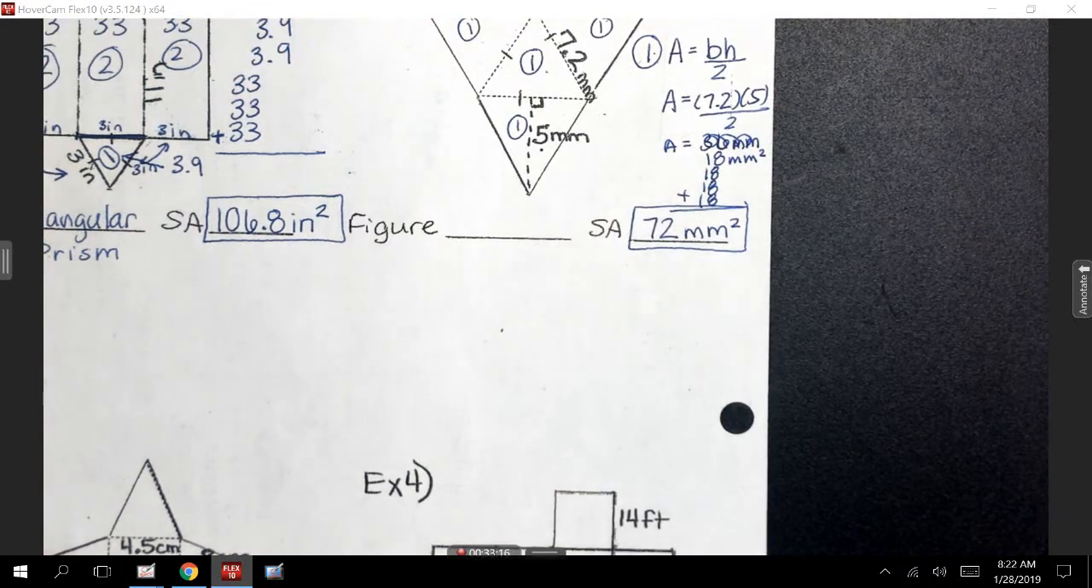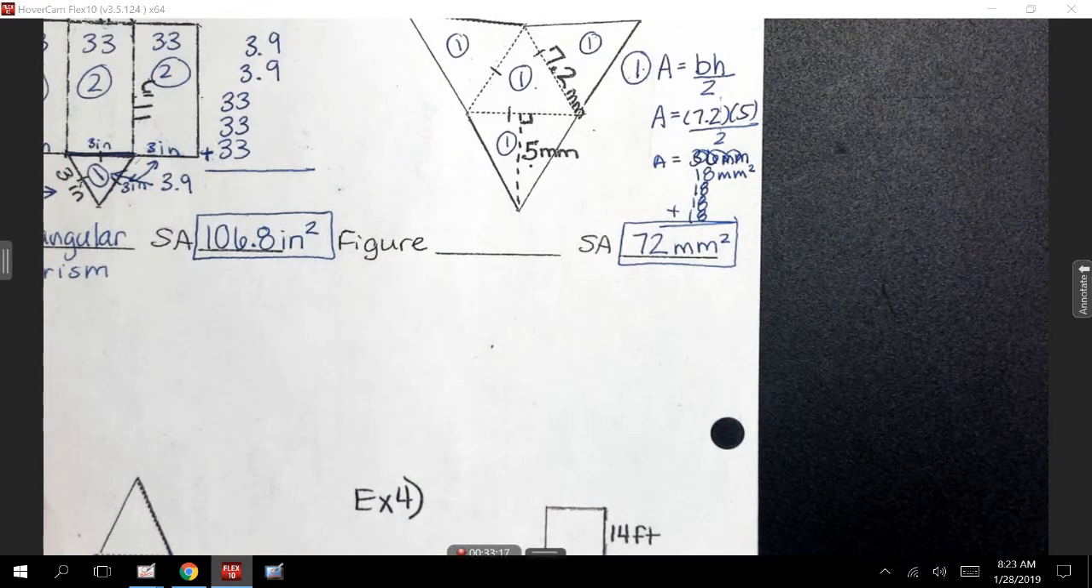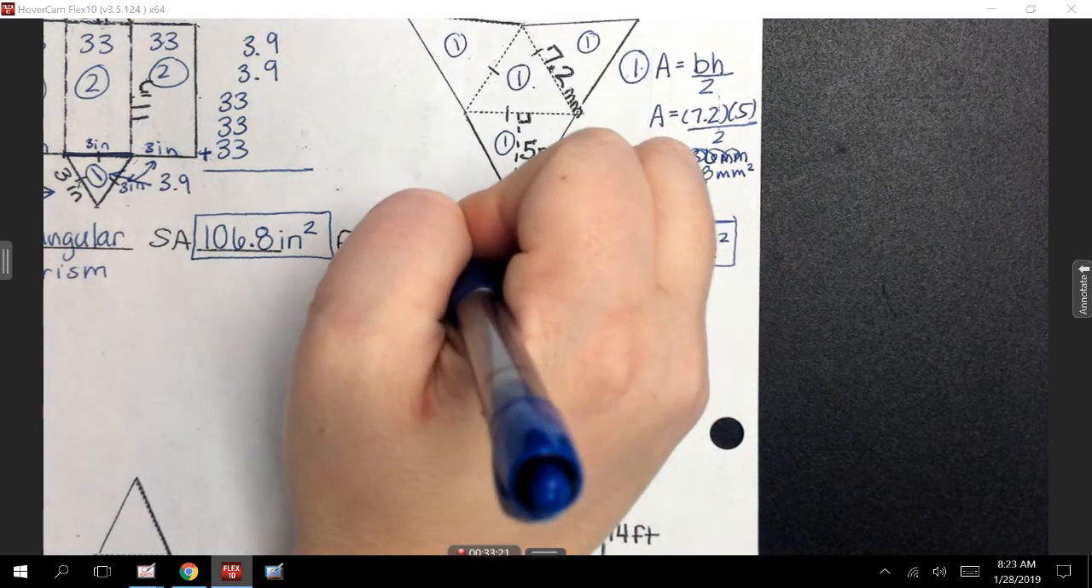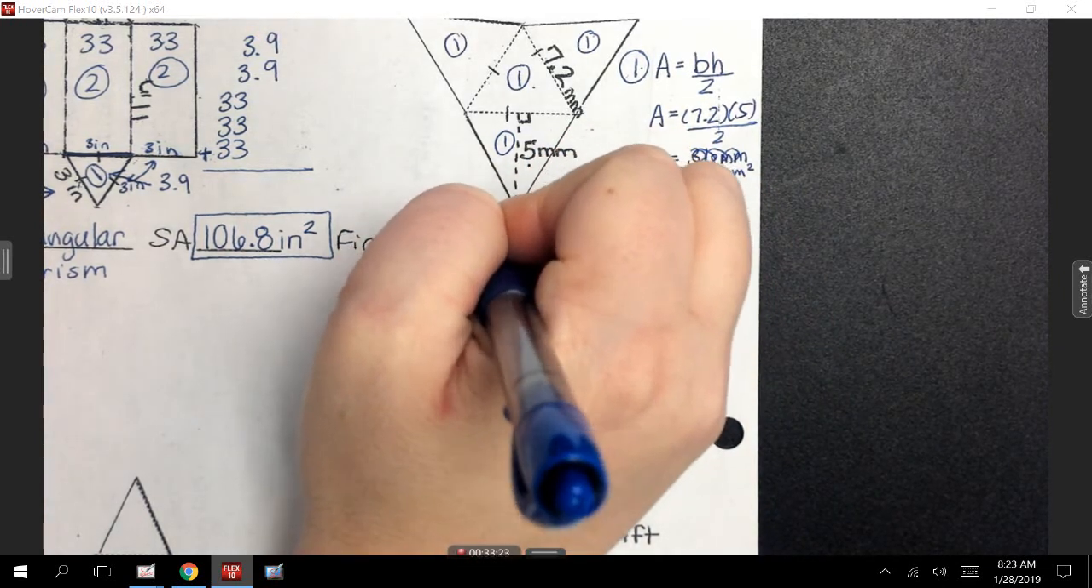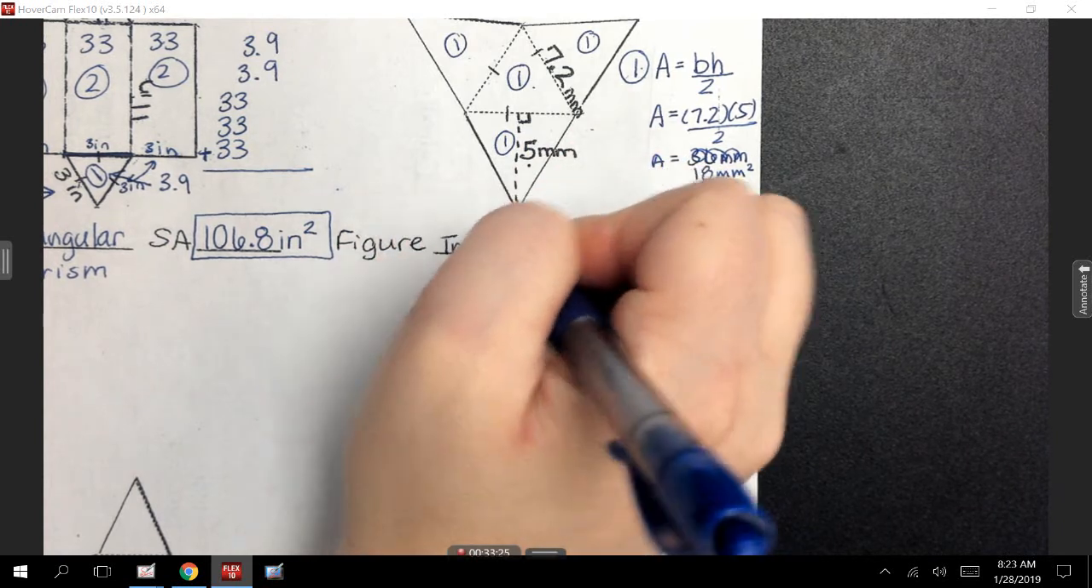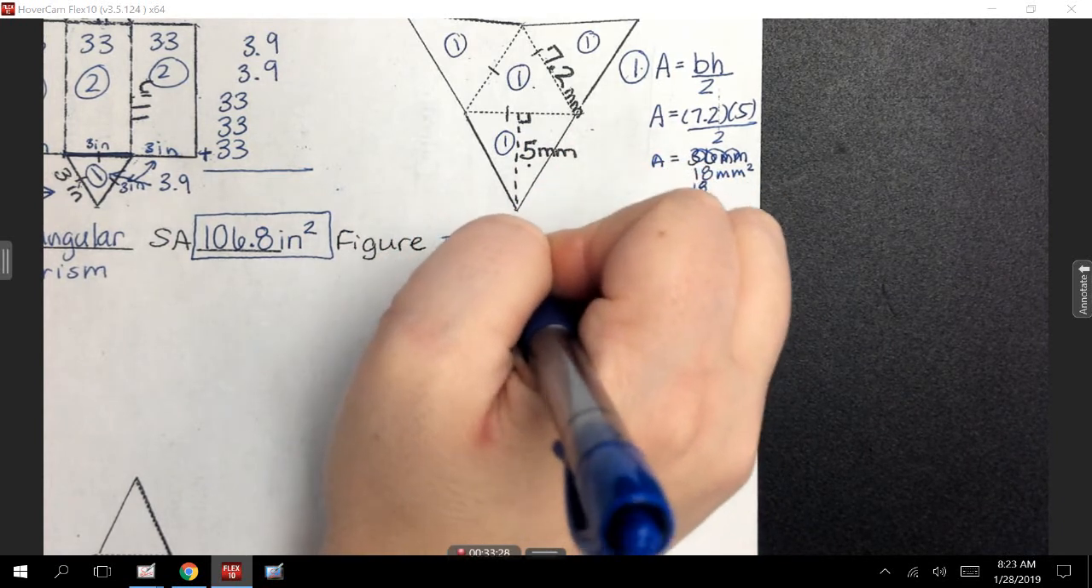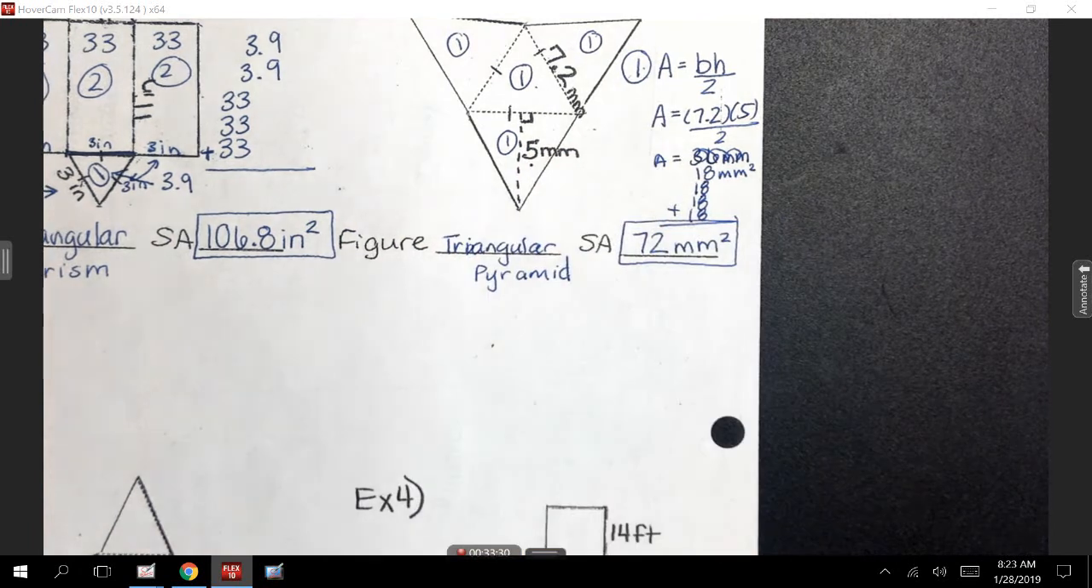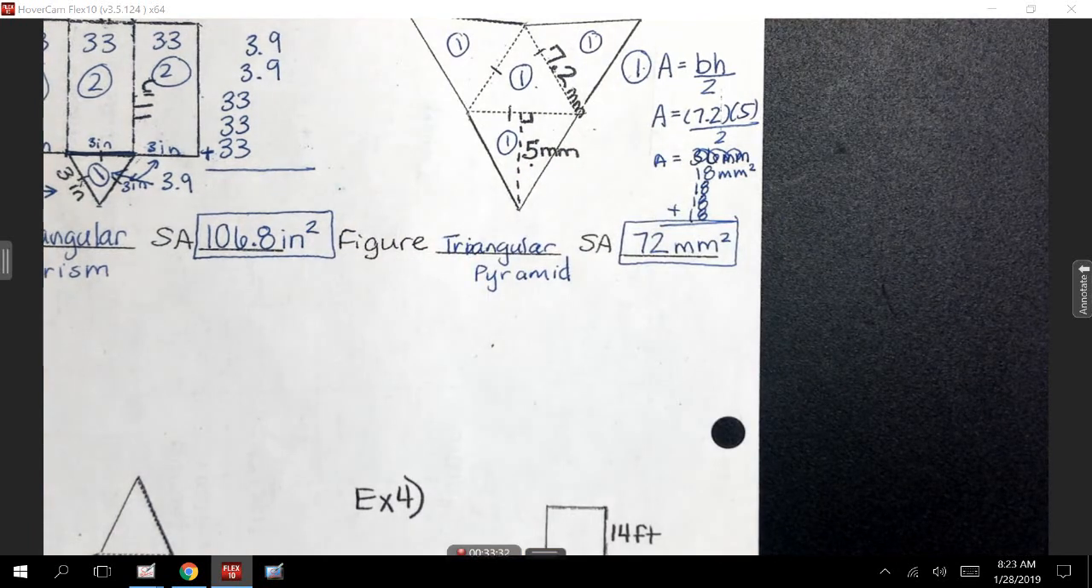And guys, I skipped a really important part. What shape was that? That's kind of a big deal. What was it? Triangular pyramid. And guys, this is exactly what the back of your test is going to look like on Friday. The front is the volume that we've been doing. The back is the surface area. That's all there is to the test.